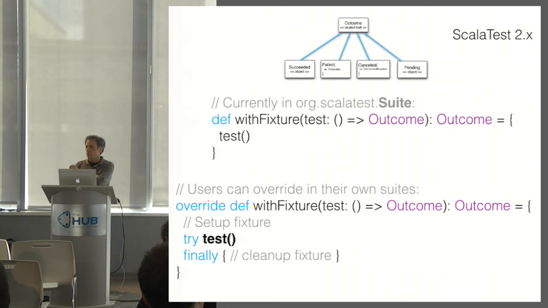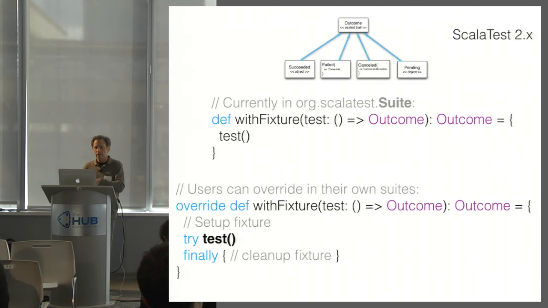And this will be invoked for every test, so you can override withFixture in your own test class and do something before and after. It's not actually before and after, it's at the beginning of the test and at the end of the test. So the test has already started when withFixture is invoked. The test has not yet completed when the test function returns. So you can do things like retry it or change the outcome, that sort of thing.